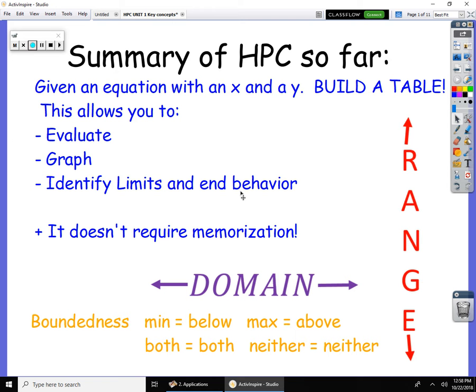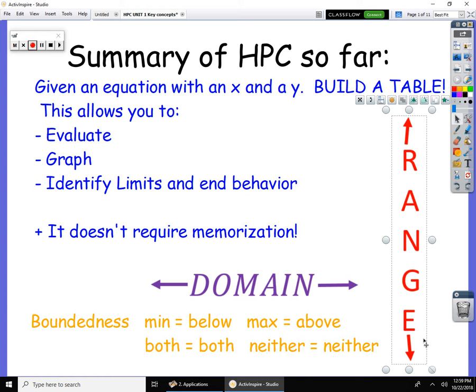Please remember that domain is from wall to wall, side to side. If there's double arrows, my domain will be, what will it be? All real numbers, so negative infinity to infinity. If there's an endpoint and an arrow, then you'll have an endpoint to infinity, or it could be negative infinity to an endpoint. Yes?